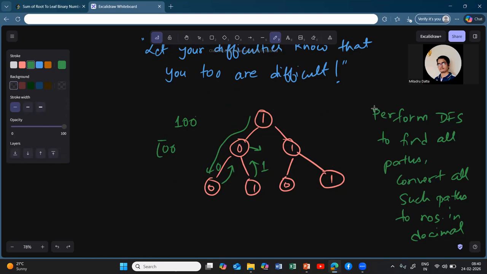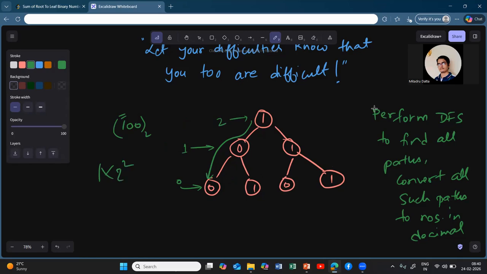If you see one thing, what is the significance of each of the numbers? If you try to see in this path, this number is 100. So it means that it is the most significant bit. The root node is the most significant bit. In this level, everything you multiply by is 2 to the power 0. In this level, you raise to the power 1, and here you raise to the power 2. So it will be nothing but 1 into 2 to the power 2.